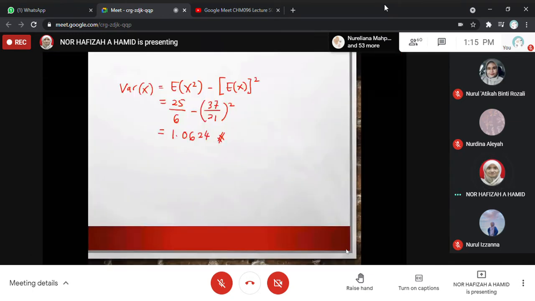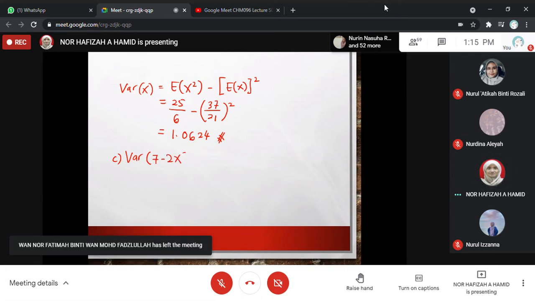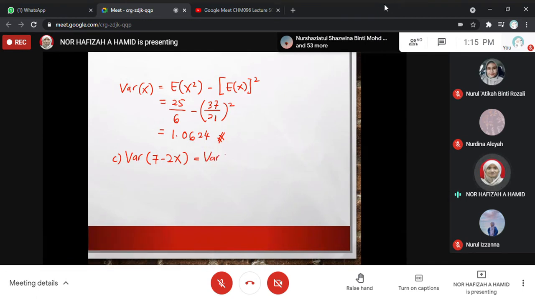Okay, next for C, we need to find the variance of 7 minus 2x. I usually prefer to put the variable x in front, so it equals the variance of negative 2x plus 7. Then you apply your rules for variance. I just apply the rules.